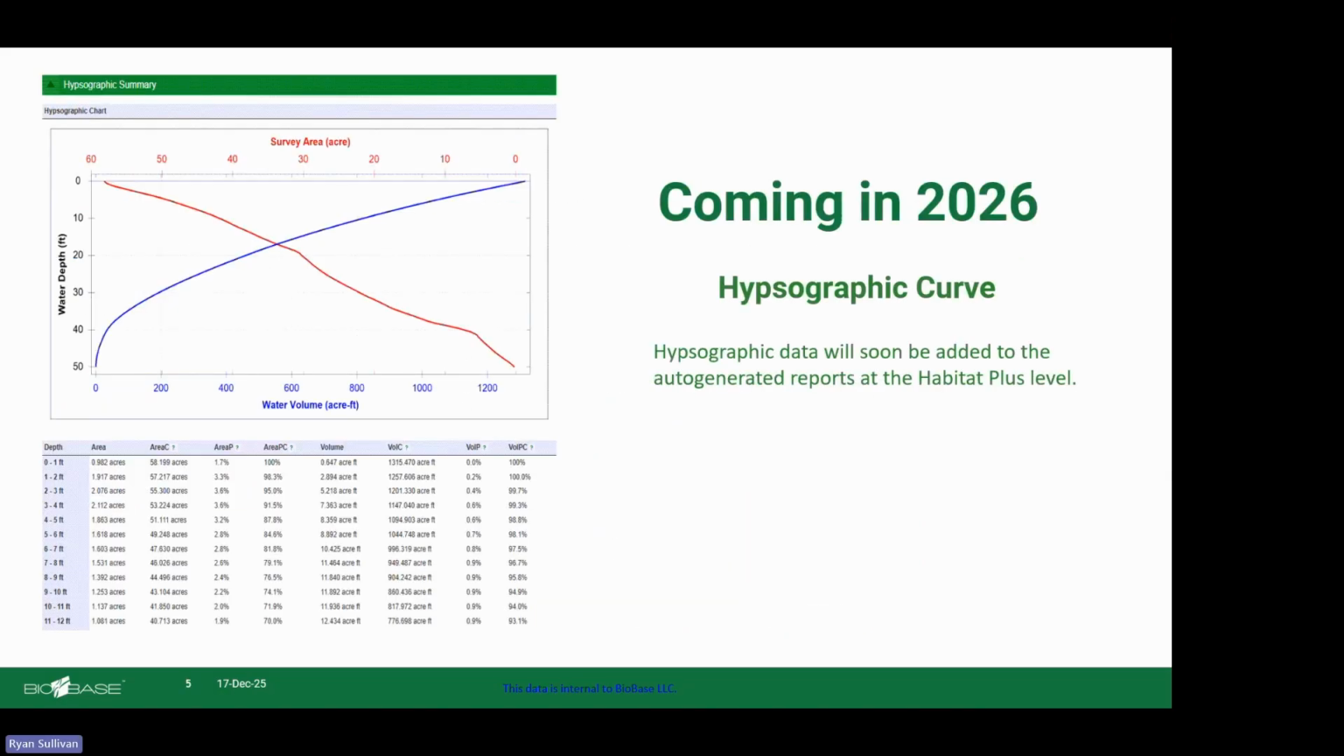So just a quick update of what's coming in 2026. One of the first things that you'll probably see is our hypsographic curve. Now after every trip in the Habitat Plus level on the report, you'll see the hypsographic data. It's going to be automatically generated based on your trip and will be in that automated report that you can see when you click view report or download report. So there's no more exporting into Excel and doing the hypsographic curve on your own. We'll take care of that for you.